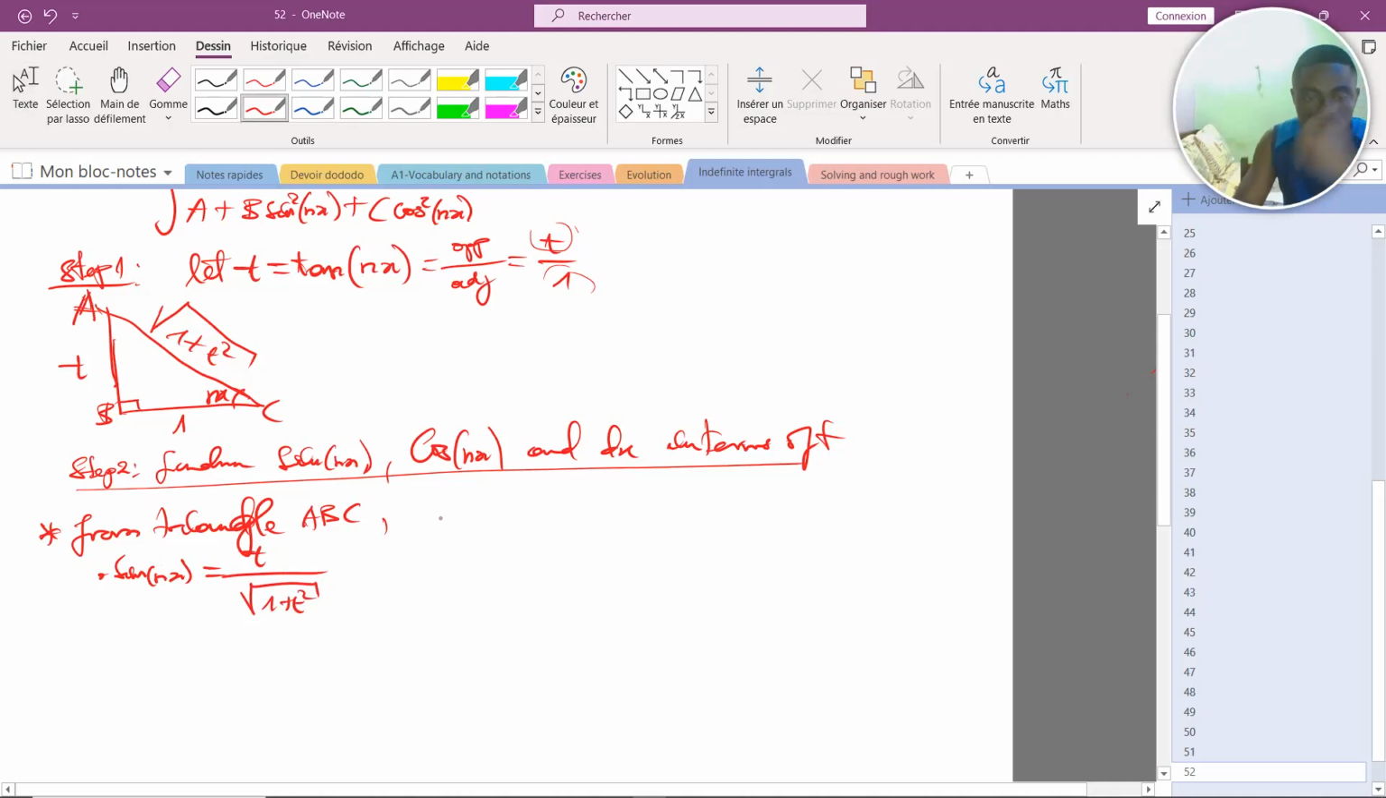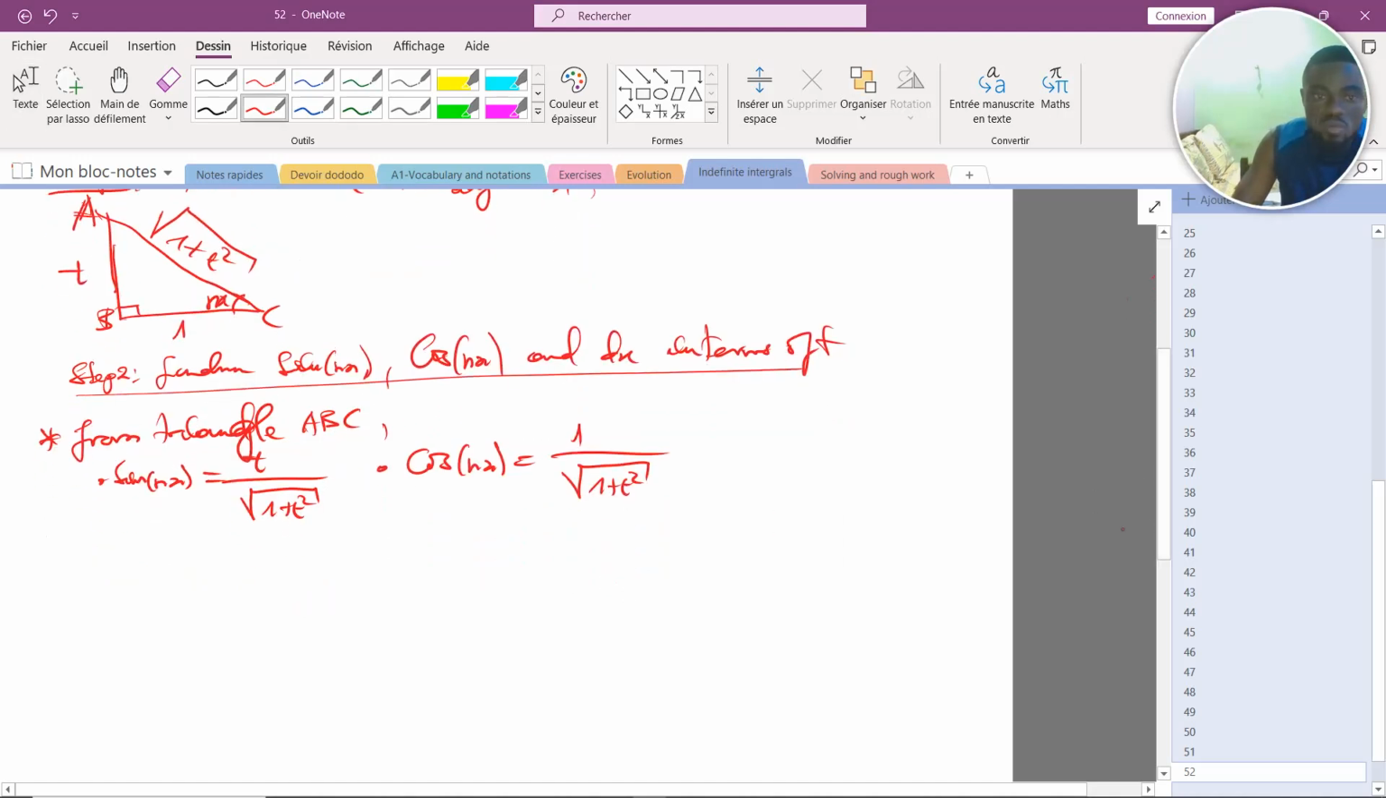That's our sin nx. cos nx will be equal to what? Adjacent over the hypotenuse. That will be 1 over the square root of 1 plus t squared. Is that okay?